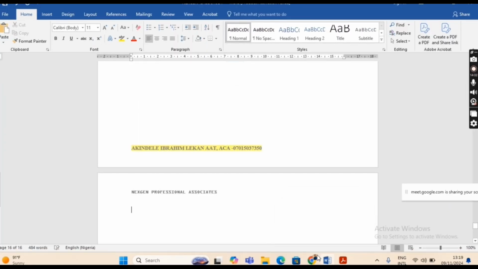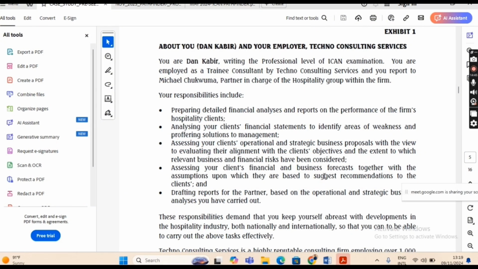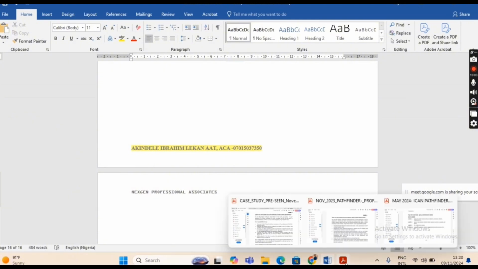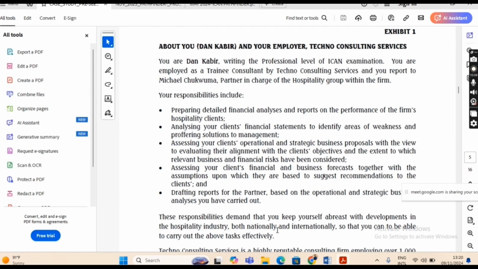Now we start. So we'll do our cover page first and we'll follow the answer plans, right? So now, let's start. Okay, cover page. Don't forget that we have filed this as an external report. And don't forget that you're told to draft a report to the partner, right?